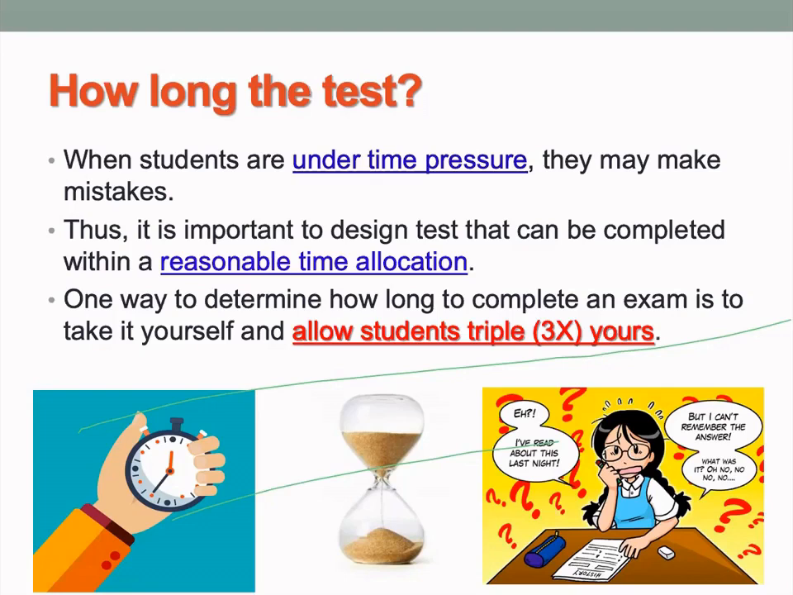The student should be able to complete the test within a reasonable time allocation, so we have to think about the time. One way to determine how long to complete the exam is, after you design and complete the test, you try it by yourself, and then allow students triple, 3 times, your time. Say if you take 5 minutes to complete the test, you have to allow them 15 minutes. So this is a triple.